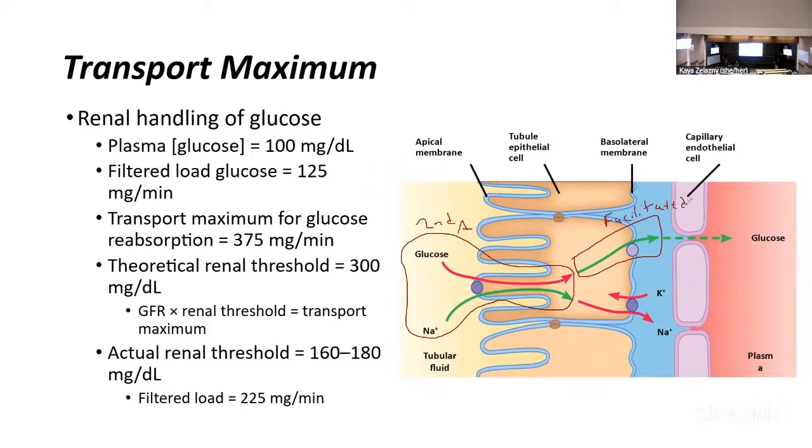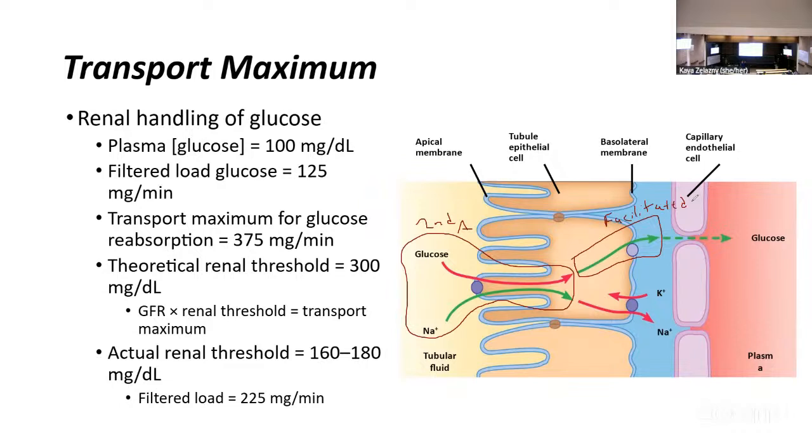And we can use this to think a little more clearly about these ideas of transport maxima and renal thresholds. A typical plasma concentration of glucose is 100 milligrams per deciliter. We've mentioned this number before. When we talk about filtered load, we're really just multiplying a plasma concentration times our glomerular filtration rate, so times the amount of fluid, essentially, that's coming into the nephrons of the kidney every minute.